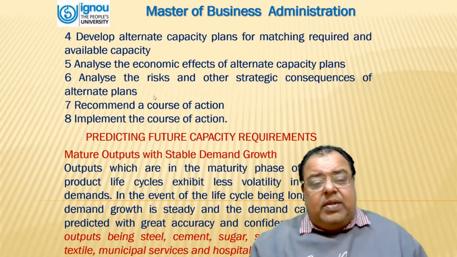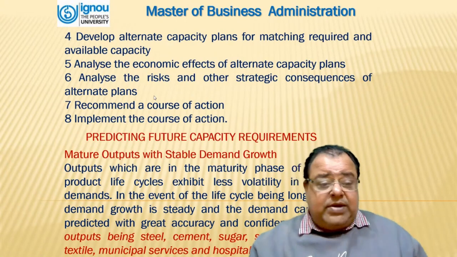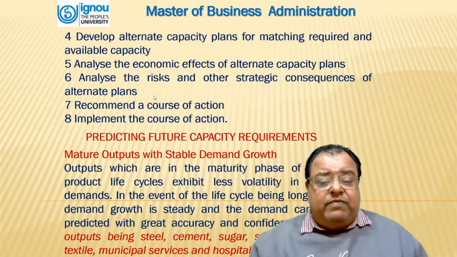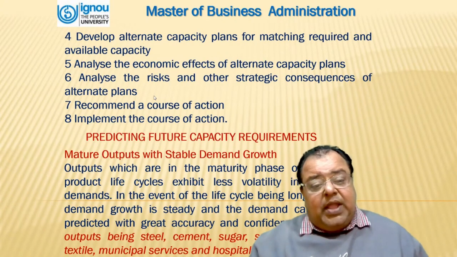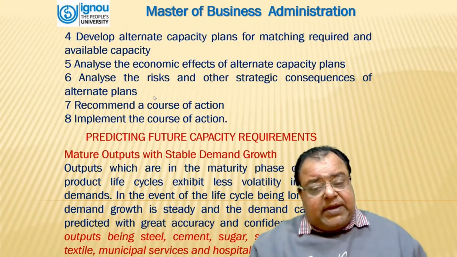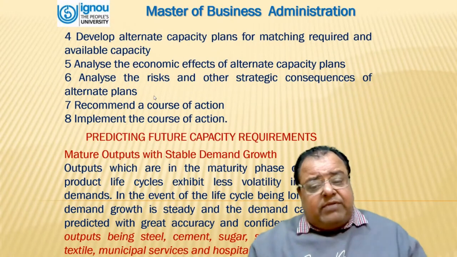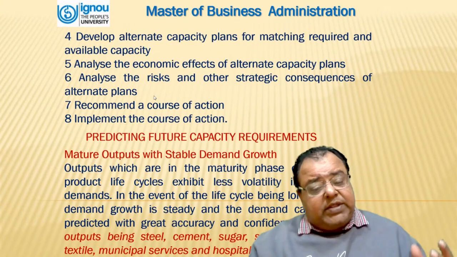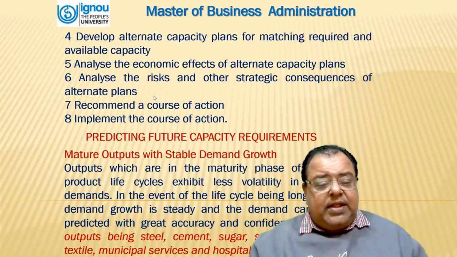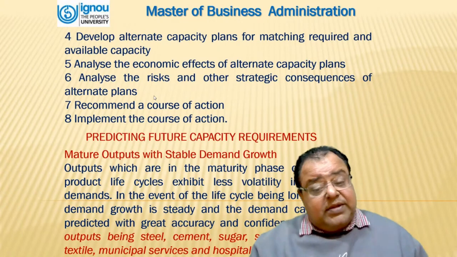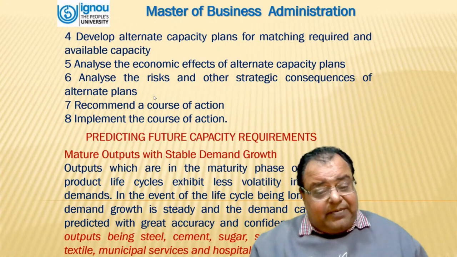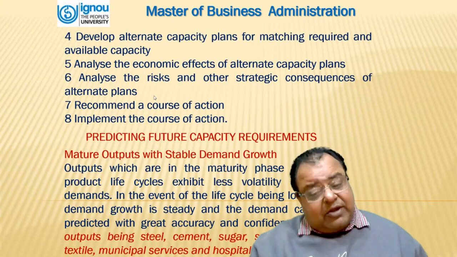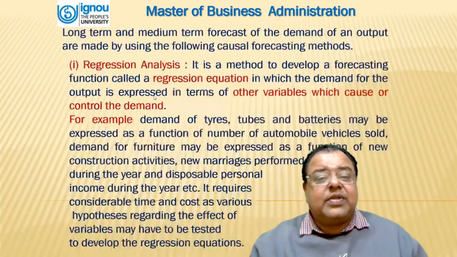Now, predicting future capacity requirements. Match your outputs with stable demand growth. Outputs which are in the maturity phase of their product life cycles exhibit less volatility in their demands. In the event of the life cycle being long, the demand growth is steady and the demand can be predicted with great accuracy and confidence. Such outputs being steel, cement, sugar, salt, municipal services, and hospital services are the examples of it.